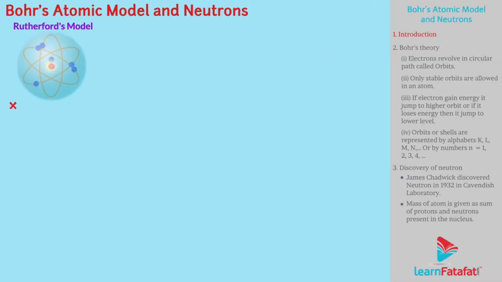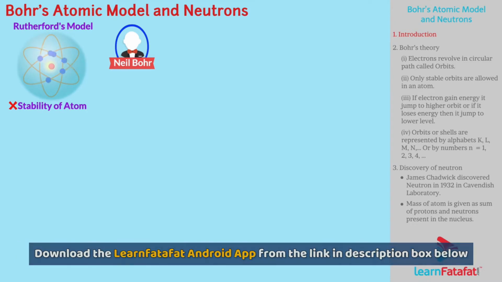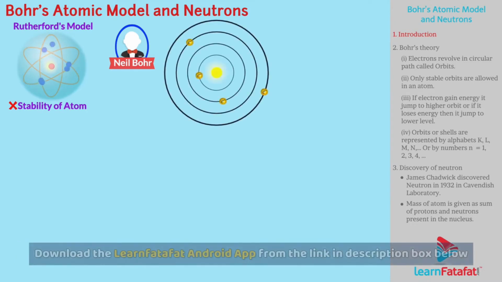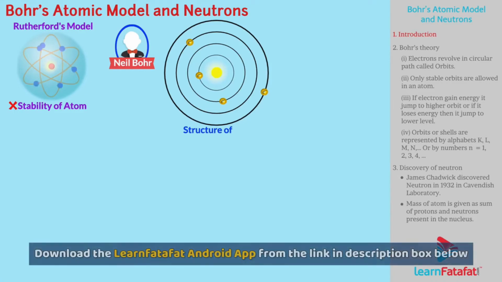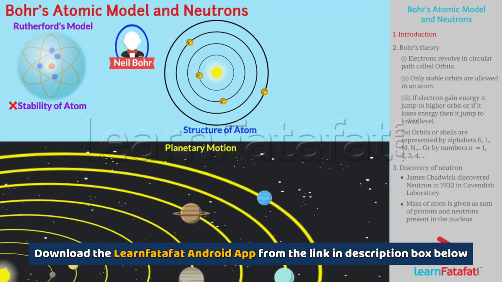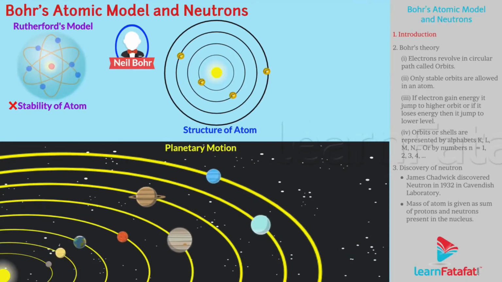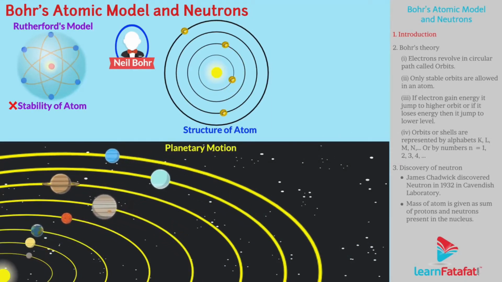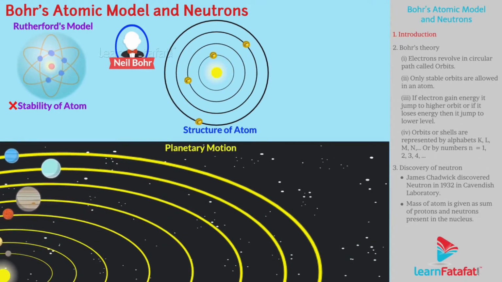Rutherford's model failed to explain atom stability. Niels Bohr made modification in Rutherford's model and presented an advanced version of atomic model. Bohr compared structure of atoms with planetary motion. As the planets revolve around the Sun, electrons revolve around the nucleus.